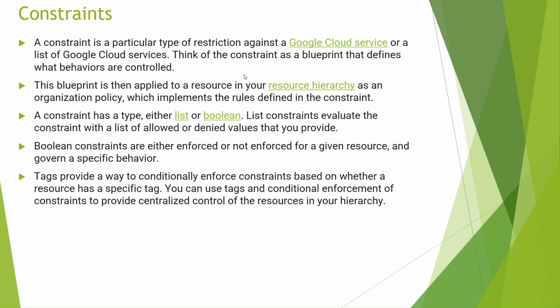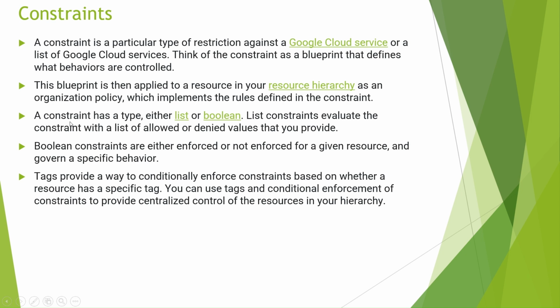So if you think of a constraint, like if you want to disable service account keys, it is a kind of restriction which you want to define at the org level, folder level, or project level. And it is a blueprint which defines how it will work and what will happen if someone tries to create a key when it is disabled at the organization level. And this blueprint is then applied to a resource in the resource hierarchy as an organization policy, which implements the rule defined inside the constraint.